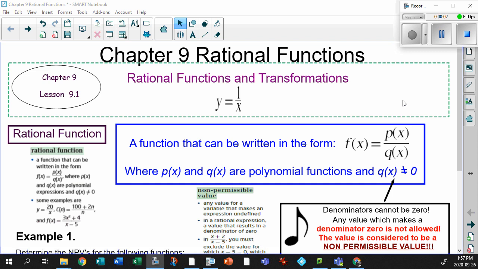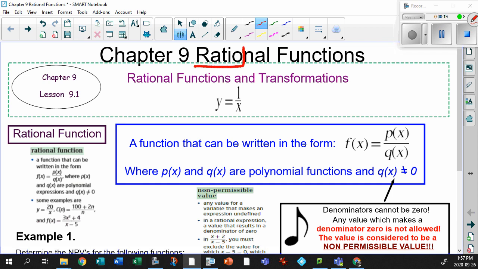Do you remember rational functions in Math 20-1? Probably not. But Chapter 9 is actually going to build upon what you learned in Math 20-1. So you're probably saying, well, I don't remember what a rational function is. Don't worry about it. Look at the root of the word. The root of the word is ratio, meaning fraction. Now I kind of remember this.